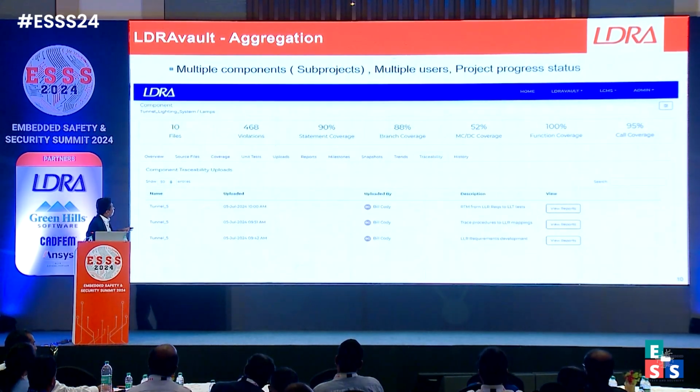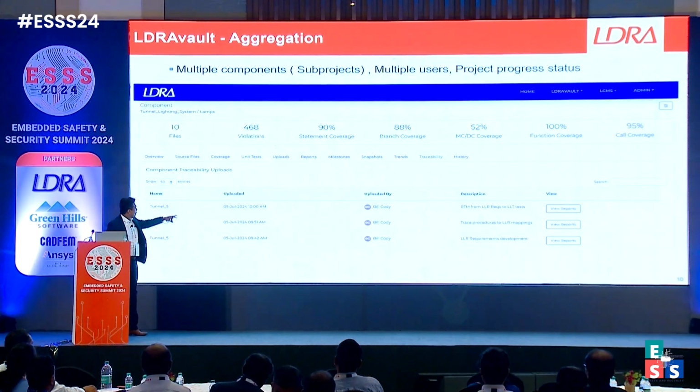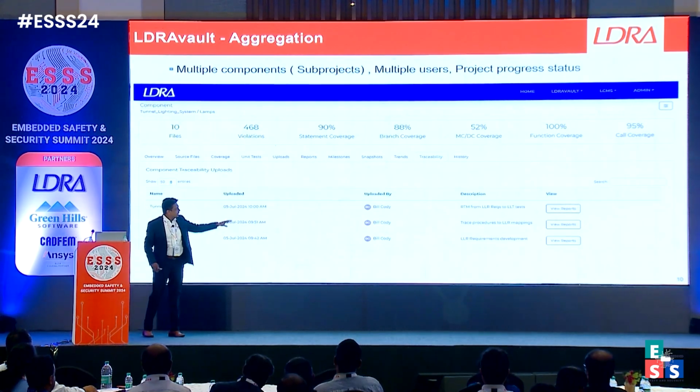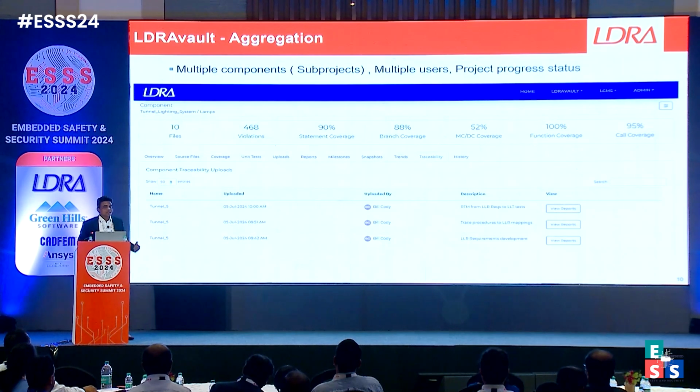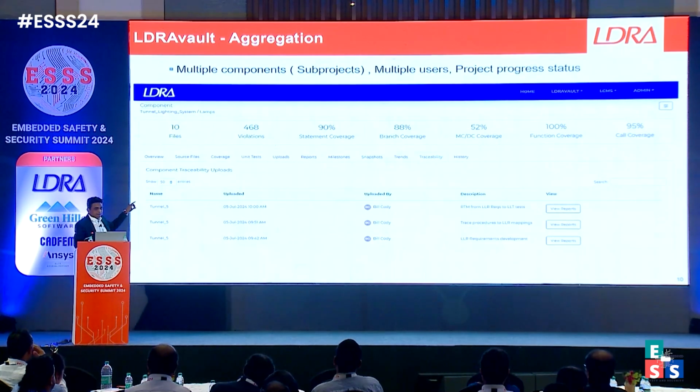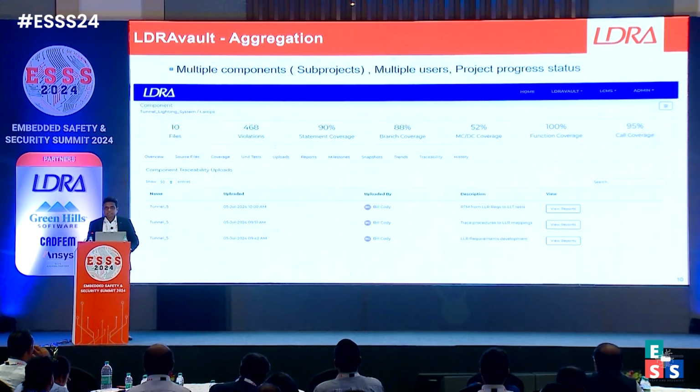So here is another view of the LDRA Vault, where we have multiple components, multiple users, and how we track a particular project. So you can see here who has uploaded which project reports, and you can see the description and detailed report. If you click on view reports, you will get the detailed report which is submitted by that particular user. So all these different submissions will be aggregated, and you will be able to see the summary in percentage.